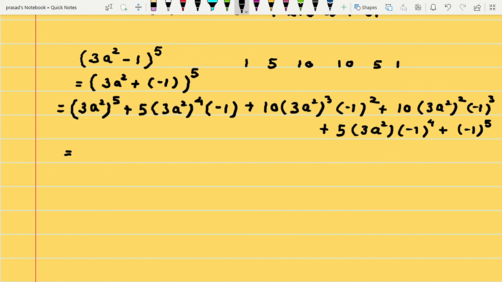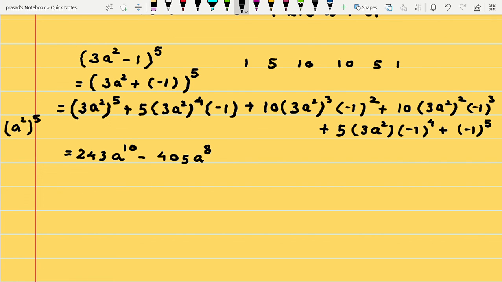Okay, now simplify this. 3 to power 5, that is 243. And keep this in mind, this is a square to power 5 in this bracket. So use the laws of indices. So 2 and 5 will get multiplied. It will be a to power 10. Now in the next term, positive into negative is negative. So the next term will be negative. So 5 into 3 to power 4, that is 405, and a square to power 4, that will be a to power 8.